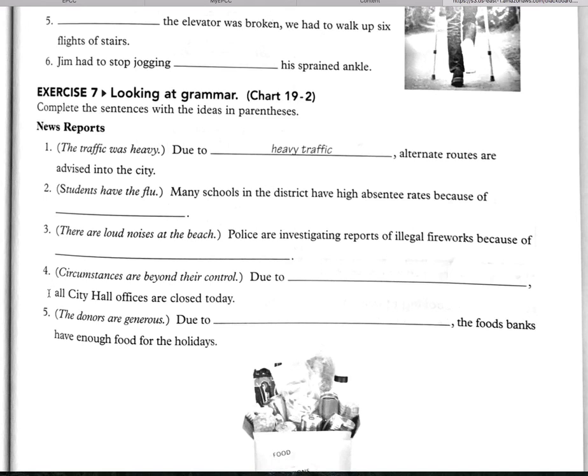Finally, for today, number 5. The donors are generous. Due to, and again, we're going to follow it with a noun object. Blank, the food banks have enough food for the holidays. So, you're going to say, due to generous donors. Due to generous donors, comma, the food banks have enough food for the holidays.